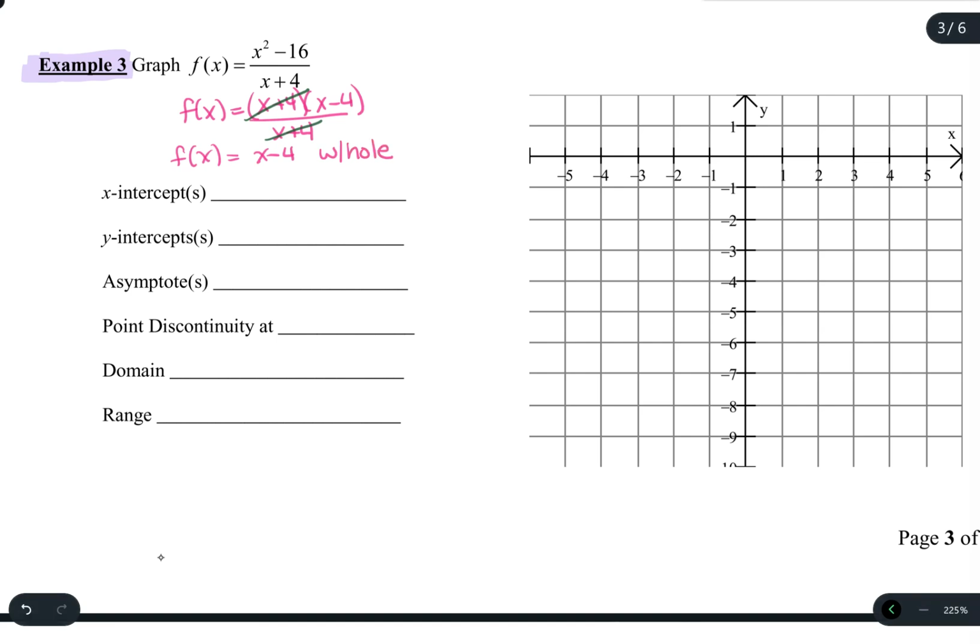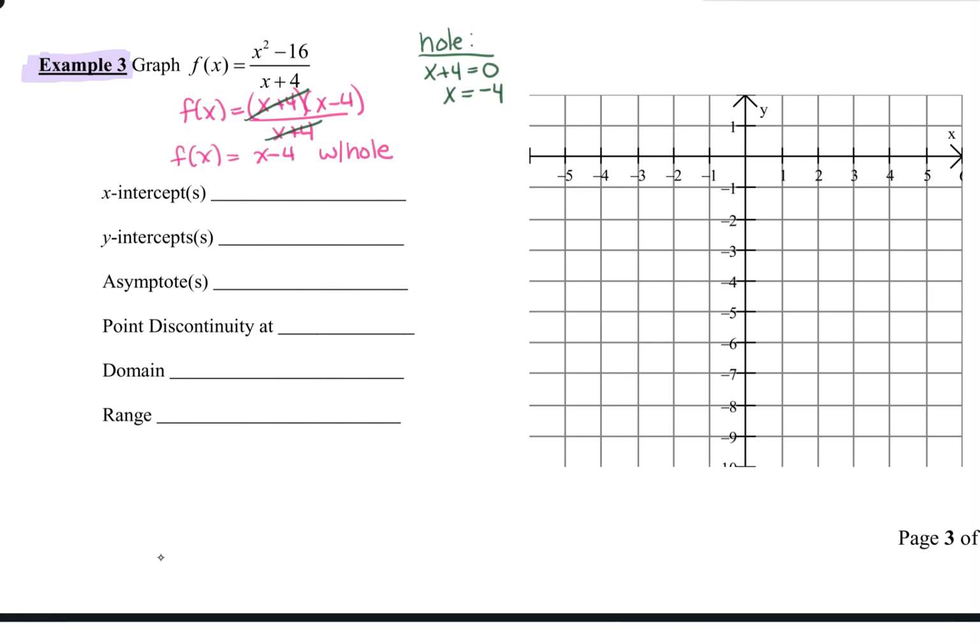Let's talk about how we actually find that hole. In this class, I would like you to write the hole as a coordinate point, not just write x equals. So you take the factor that canceled, which is x plus 4. We set that equal to 0, and that tells us that the x coordinate of the hole is x equals negative 4.